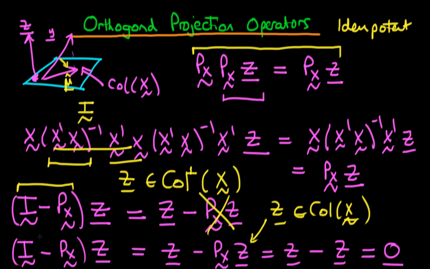So we can think about I minus Px as representing an orthogonal projection operator. When we operate it on a vector Z which lies within the space orthogonal to the column space of X, we just get Z out, which is what we expect. And when we operate it on a vector which lies in the column space of X, then we get 0 out. So we can think about I minus Px as actually being an orthogonal projector, but onto the space which is orthogonal to the column space of X.